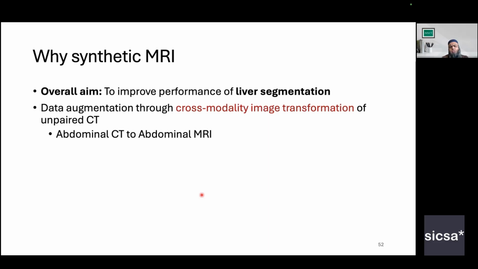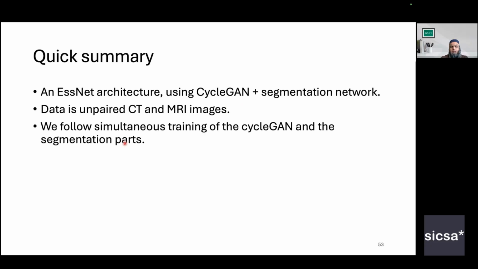Why do we want to do it? Why do we want to generate this synthetic MRI? Because we somehow want to benefit from increasing our data set size so that it can help us increase the liver segmentation performance. So what we do is we treat this as a cross modality image transformation problem, moving from CT to MRI.